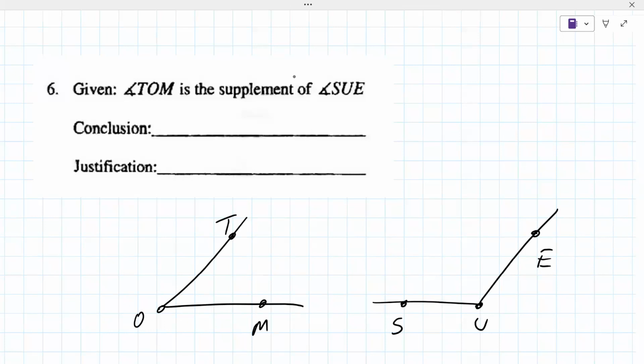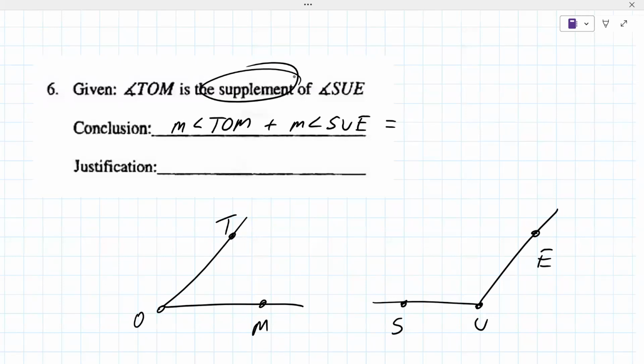Okay, so you just answered it though. If they're supplementary, what do we know about them? That they add up to 180 degrees. Yeah, they add up to 180 degrees. And this one would be the definition of supplementary angles.